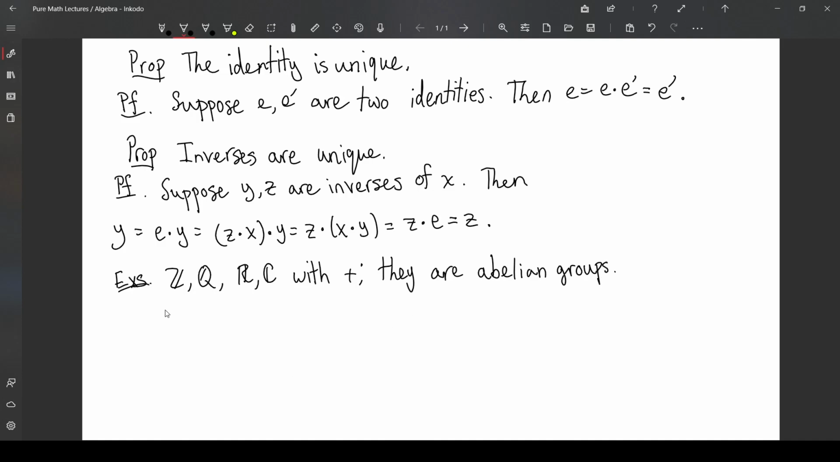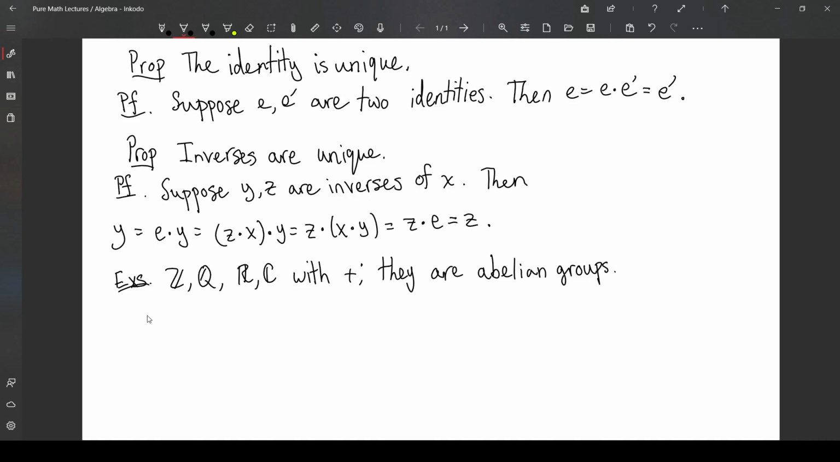Okay, so in the simplest case, the integers under addition, if I add two integers, I get an integer. Addition is associative. There is an identity, namely 0. If I add 0 to any integer, I get that integer. And there are inverses, namely the negative integers. 1 and -1 are inverses because they add to 0.